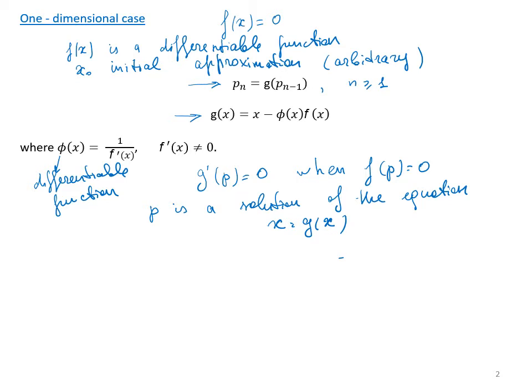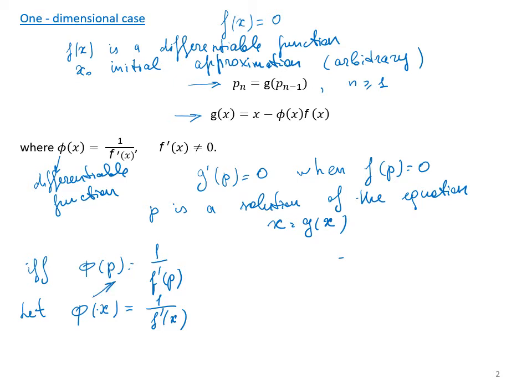So, it's possible only in case if phi(p) equals 1 over f prime of p. Now, if we let phi(x) equal 1 over f prime of x, where of course f prime doesn't equal 0, we will ensure that this equality holds and produce the quadratically convergent procedure. Our recursive formula will be the following.